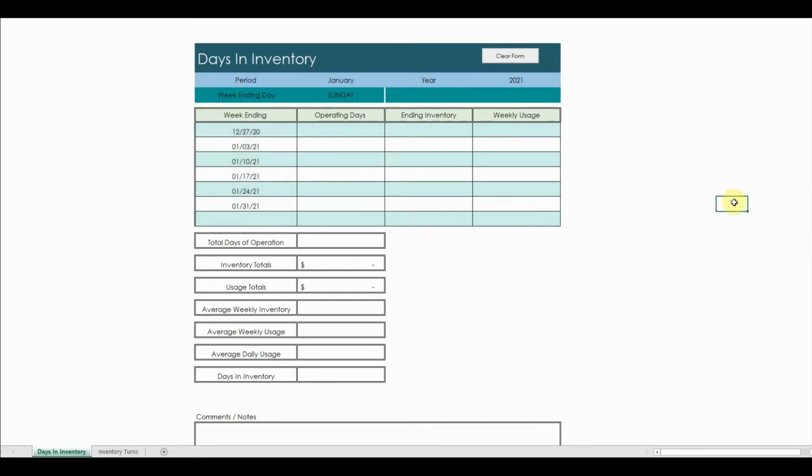You'll want to start in the row with the ending date for the time period you are tracking. Next, enter the number of operating days that were in the week that you're tracking. In this example, there were 3 operating days in this week. Enter the ending inventory for those 3 days. This means you should have conducted an inventory and have an ending inventory for December and then another inventory for the first 3 days of the new period. Finally, we'll enter the amount of usage we had in products for this week.